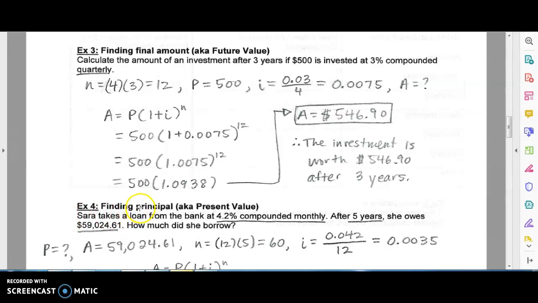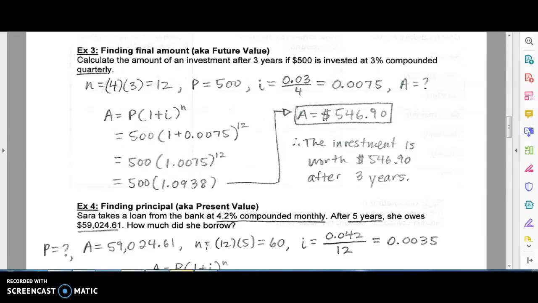So we'd have to read this question and figure out that we are given the final amount that she owes, and we are asked to figure out how much the principal was, because it's asking us how much did she borrow. So basically we want to know at the start of this investment how much did she borrow, so that means we're trying to solve for P, which is the principal. We know the final amount is given to us in the question, $59,024.61.